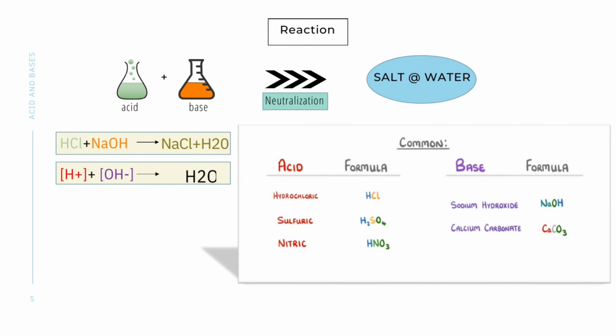These are the common acids and bases and their formulas. Acids include hydrochloric, sulfuric and nitric, and for bases we have hydroxide and carbonate bases, for example sodium hydroxide and calcium carbonate. Actually there are so many more, but these are the basic ones.